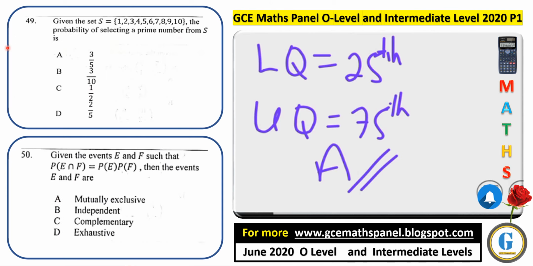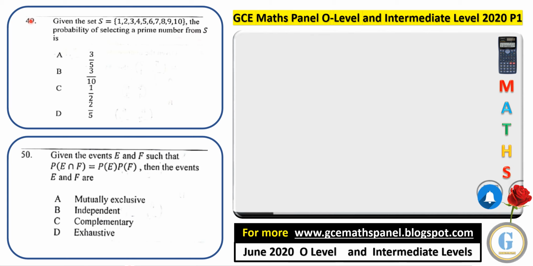Question number 49. Given the set S with elements from 1 to 10, the probability of selecting a prime number from set S is? The first thing is to get the prime numbers in this set. The first prime number is 2. Next is 3. We have 5 and we have 7. Note that a prime number is a number that has only 2 factors, 1 and itself. And 2 is the only prime number that is even. All other prime numbers are odd. So we have 4 prime numbers here.